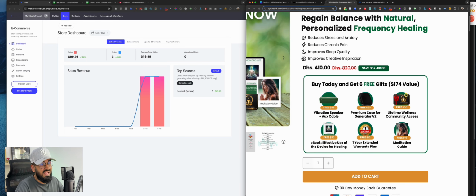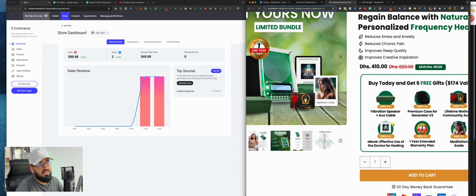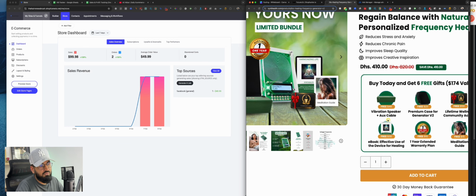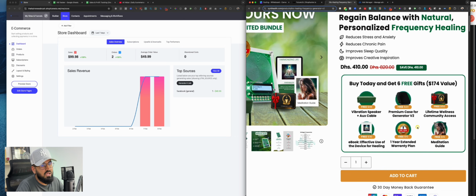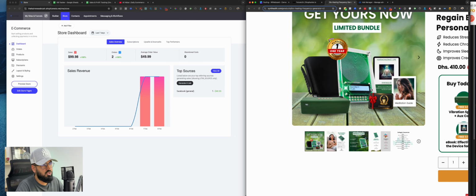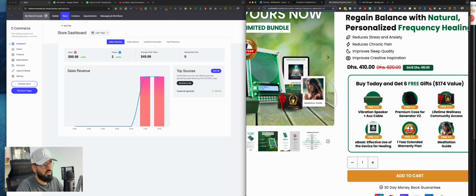Okay, you get a lifetime wellness community access. So this is basically access to a Discord or a Facebook group, right? You get the effective use of this device for healing. So you get a guide on how to use this, right? Then you get a 1-year extended warranty, right? Shown here, okay? And then you also get a meditation guide as well that's shown here.